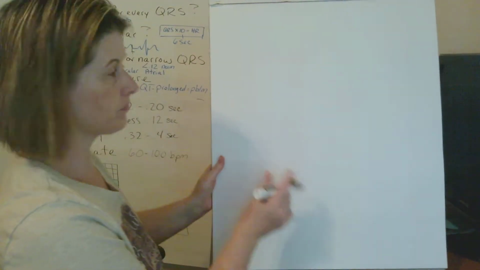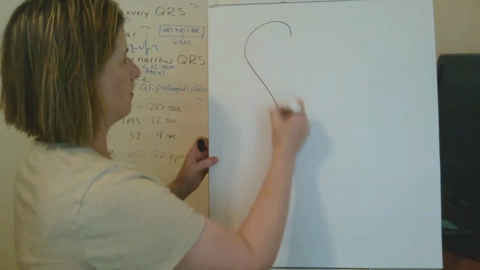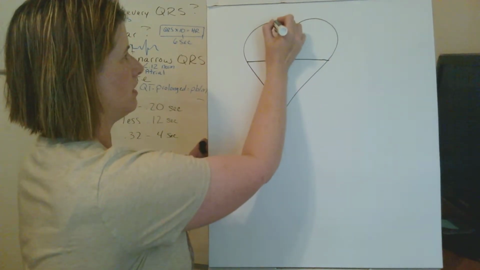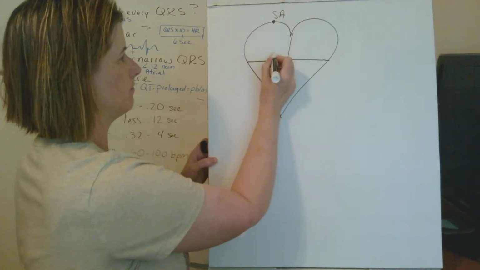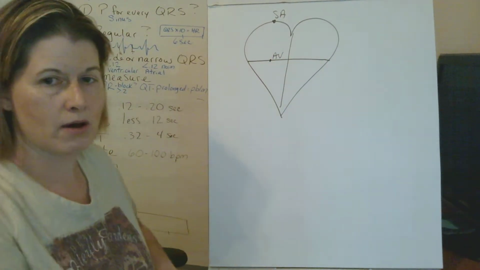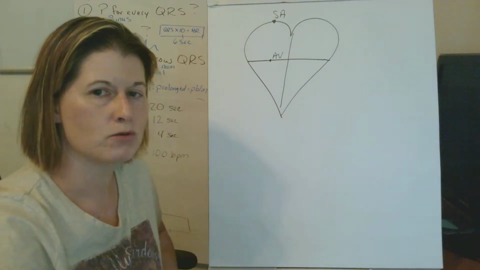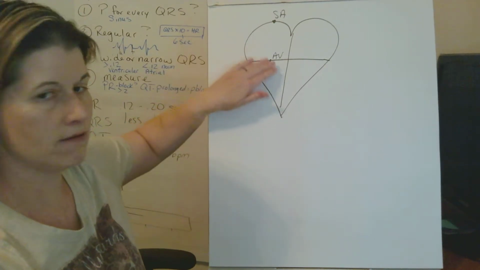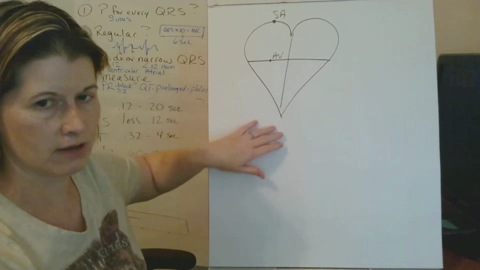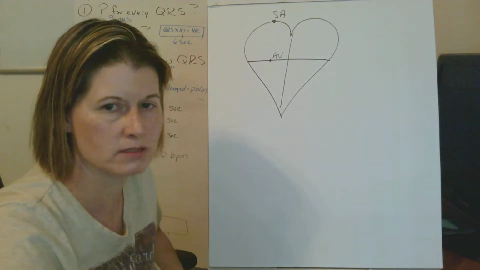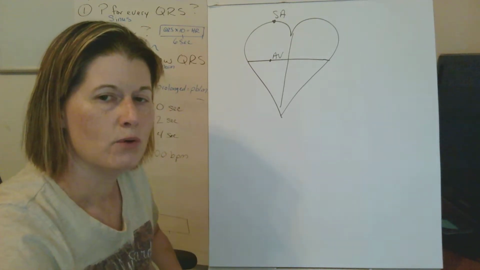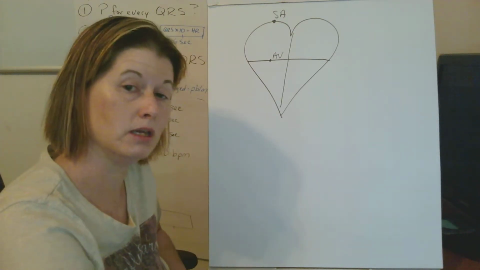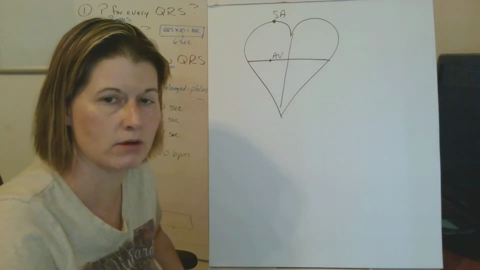Right, so we have our heart, okay, we have our SA and our AV. Now, normally we have one leader, right? One person is in charge, the SA node, and it tells the AV node the messages, and then the AV node sends out the messages to the rest of the heart. Okay, that's easy. When we have AFib, we have a lot of different cells all wanting to be in charge, kind of like a revolution, okay?